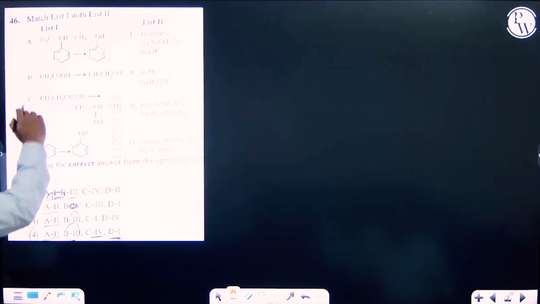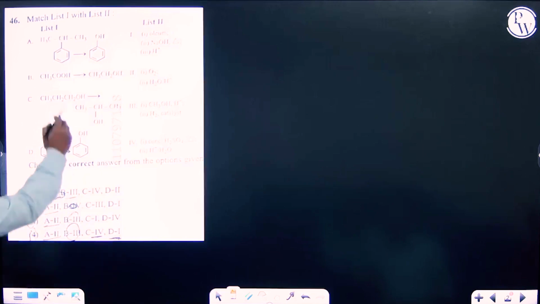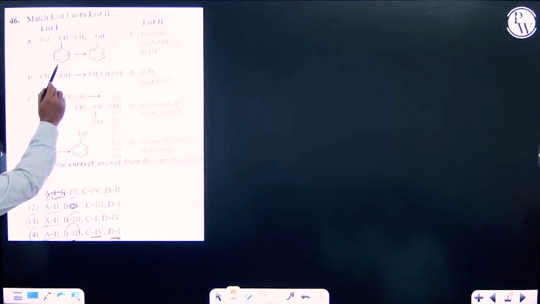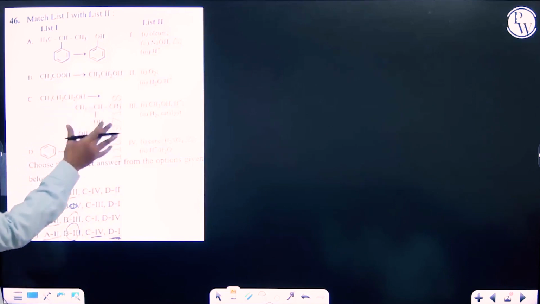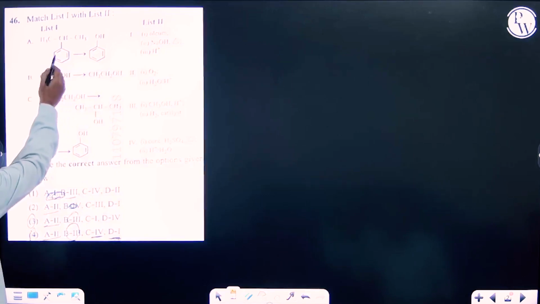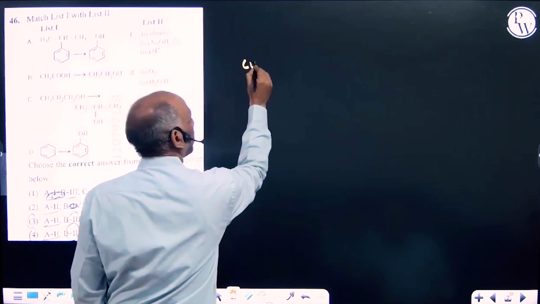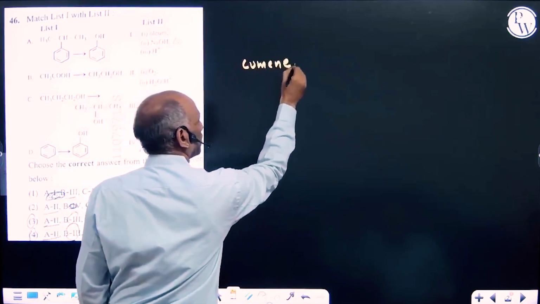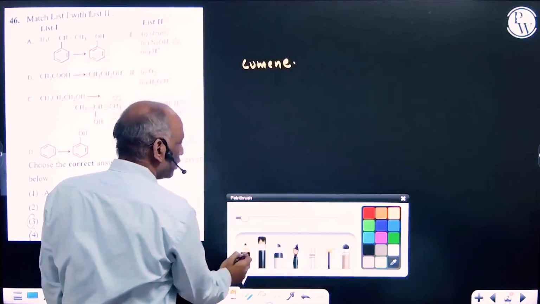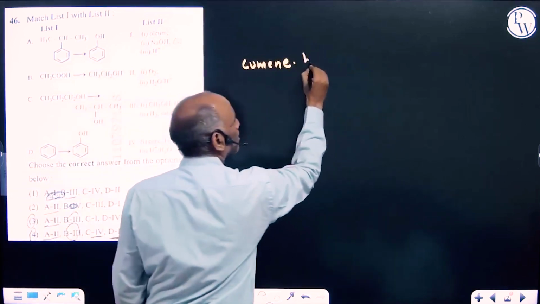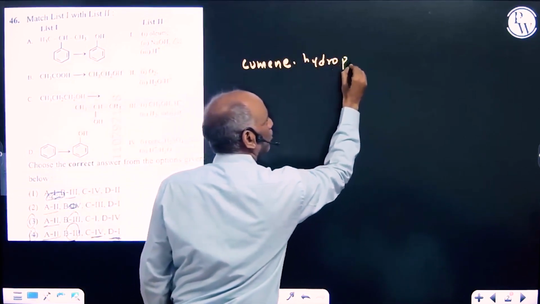So the first option, if you are looking at match the list with 1 with 2, the first compound is given as isopropyl benzene. It is getting converted into phenol. So the method itself, most of you are familiar. This is isopropyl benzene, which is cumene, and here we are talking about the cumene hydroperoxide rearrangement.